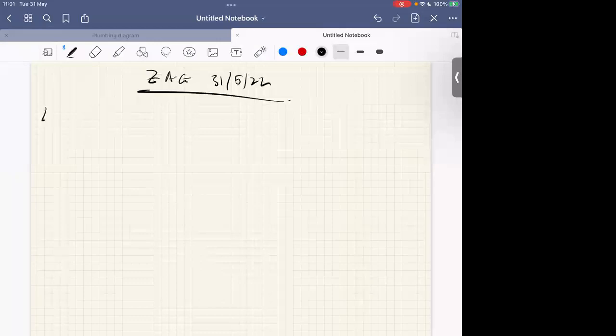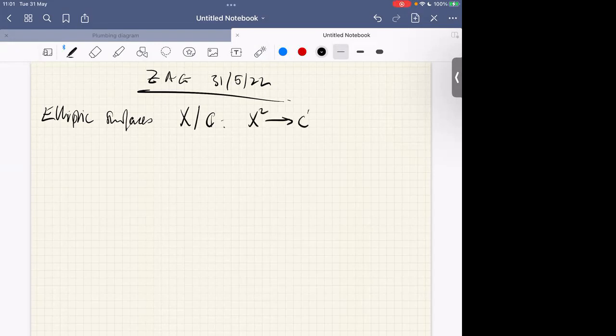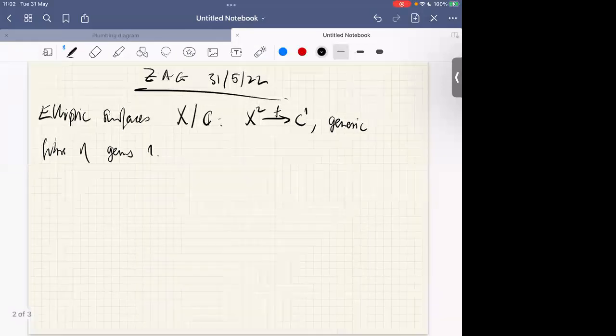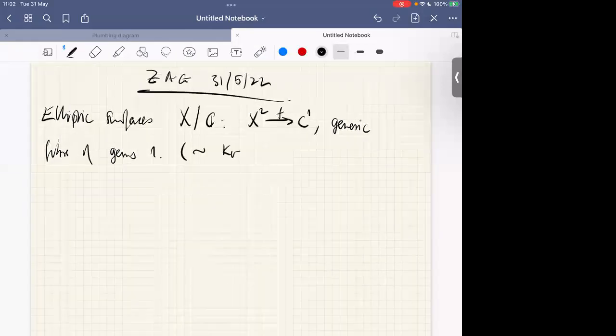So indeed, I want to talk about elliptic surfaces, X over the complex numbers. Such an object is a surface with a morphism down to a curve whose generic fiber is of genus 1. And this is more or less the same as saying that the Kodaira dimension of X is equal to 1 in the classification of surfaces.